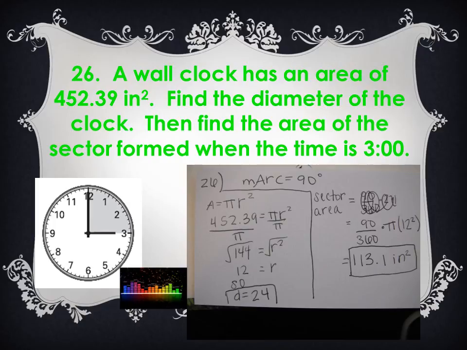So I do 90, which is the measure of my arc, divided by 360, and I multiply that by the area, which is pi r squared. I know that my radius from before is 12. So when I plug this in my calculator, using my fraction button and using the pi button, I will get 113.1 inches squared. Remember, if your calculator gives you an answer with pi in it, always push the button above enter to convert it to a decimal.